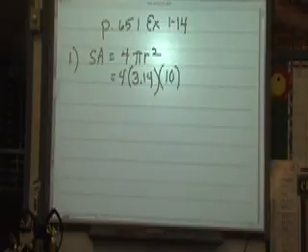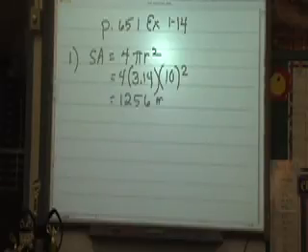And radius is 10, and we square it. So on your calculator, take 4 times 3.14 times 10 squared. Anyone have it? Willow? 1,256, and it's millimeters squared, is correct.